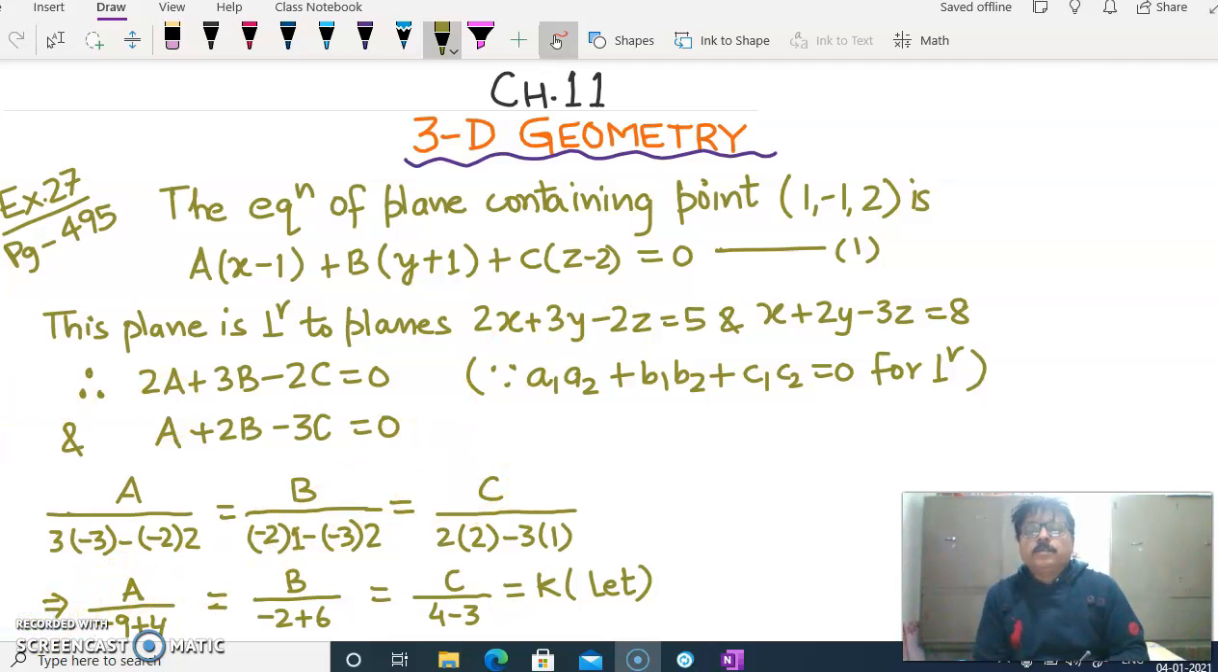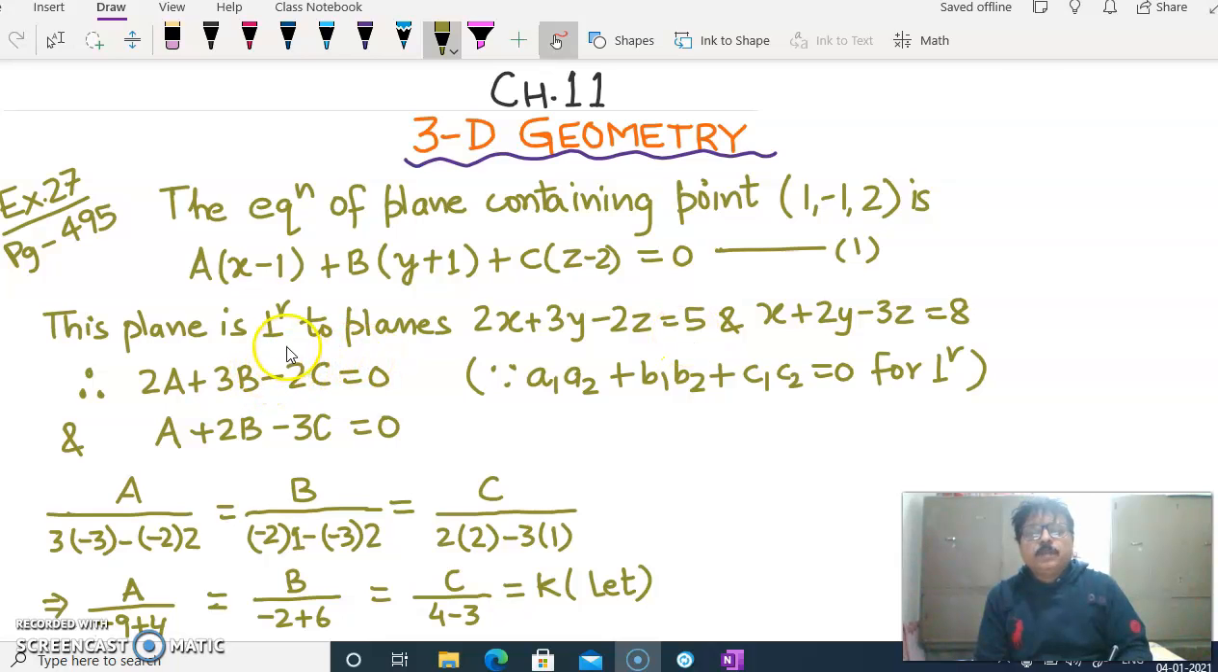Now how to solve the equation? The equation of the plane which contains the point (1, -1, 2) is a(x - x1) + b(y - y1) + c(z - z1) = 0. Let us put it as equation 1. It is also given that this plane is perpendicular to the planes 2x + 3y - 2z = 5 and x + 2y - 3z = 8.